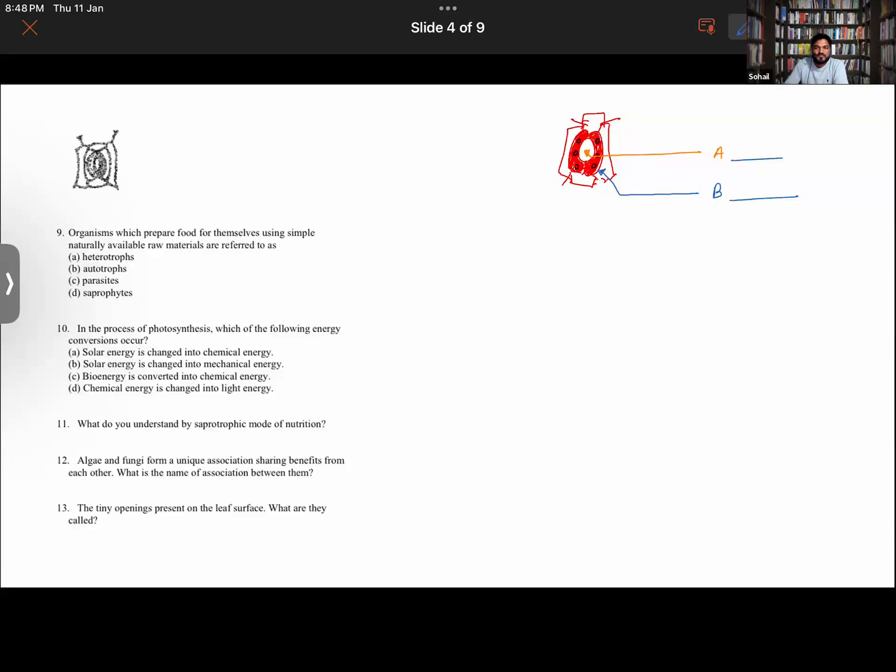Sir, should we write anything for the 12th one? The 12th one, just what is the name of the association between the algae and fungi? Okay, sir.